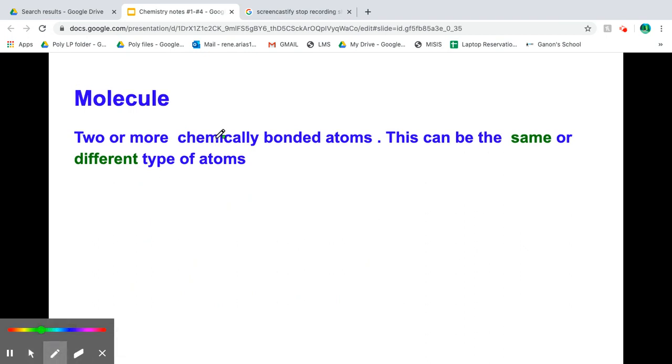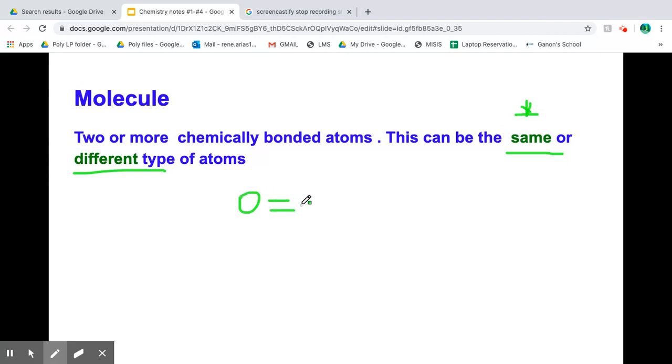Molecules are 2 or more chemically bonded atoms. This can be the same or it can be different atoms. So this is kind of the big difference here, that they can be the same. So for example, let's say I have an oxygen molecule bonded to another oxygen molecule. We'll do a double bond, we'll go over that later, right? This is a molecule because it's the same, but we have more than one.